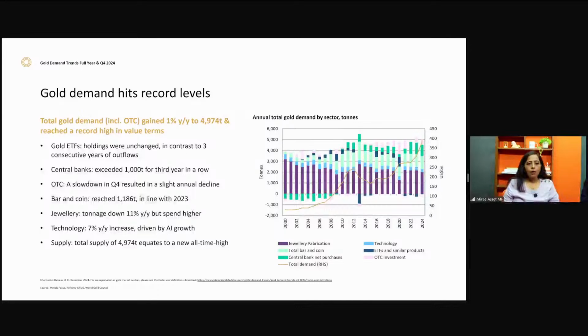And if you look at bar and coin demand, that was more or less in line with the 2023 demand at about 1,186 tons. Jewelry demand, on the other hand, was a bit lower. Even the Indian jewelry demand was less by about 2%. Technology demand, on the other hand, has seen a 7% year-on-year growth, driven by, like I mentioned earlier, the servers that go into running of AI and the chips that are used for these servers, which have gold. Supply also rose to an all-time high of about 4,974 tons.